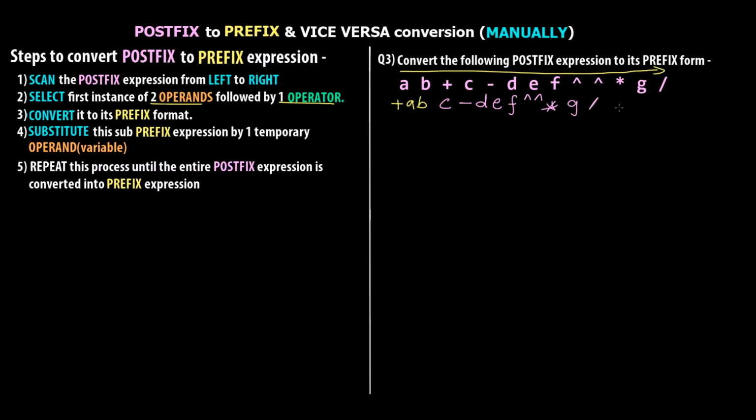So plus AB, let's substitute as x1. So I'm going to say x1 equals to plus AB. So just to save space, what I'm going to do, I'm going to substitute it over here itself. Alright. So I'm going to write x1 over here.